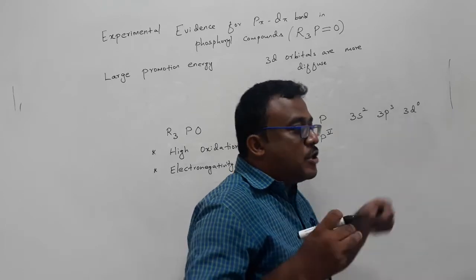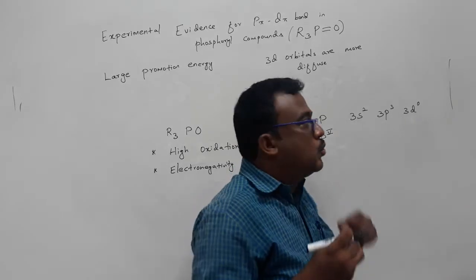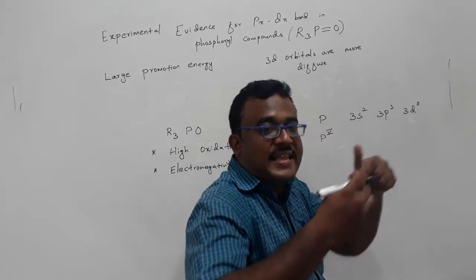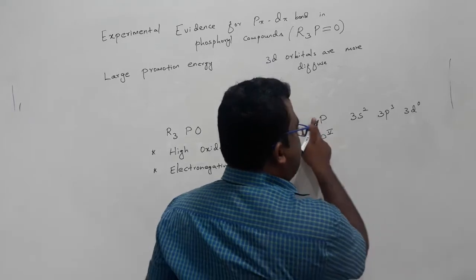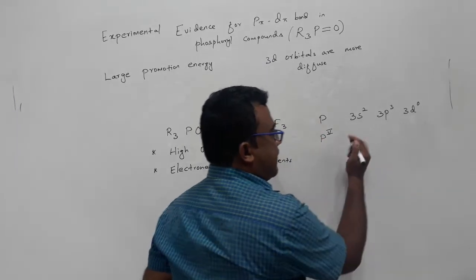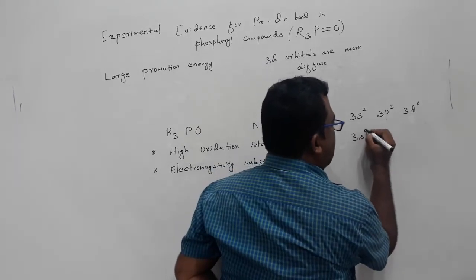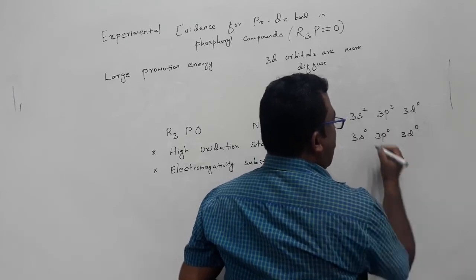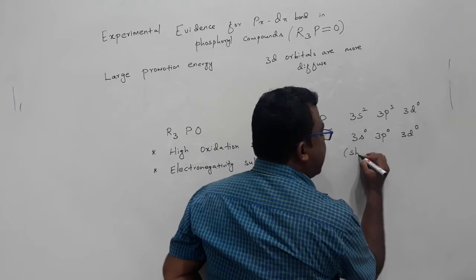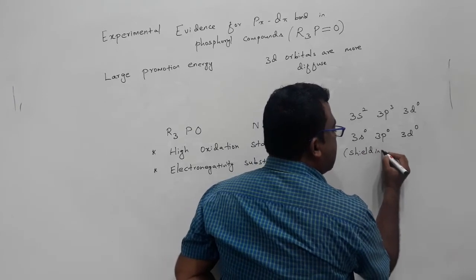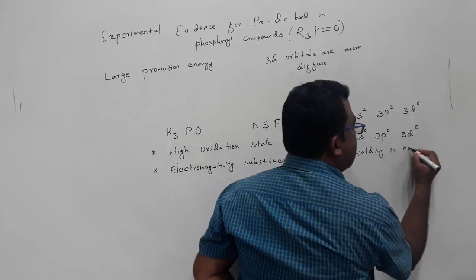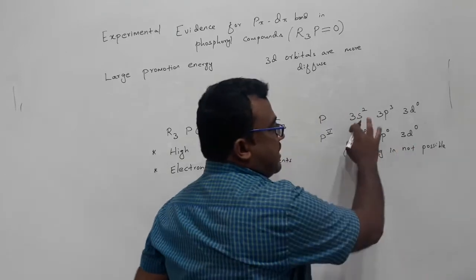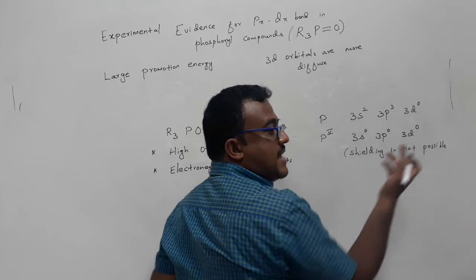Because of the inductive effects, the 3d orbitals lower in energy. So when we go from phosphorus to phosphorus 5, we have 3s0, 3p0 and 3d0. Now in this case shielding is not possible. Here shielding is not possible because the 5 electrons have gone. The shielding is not possible.